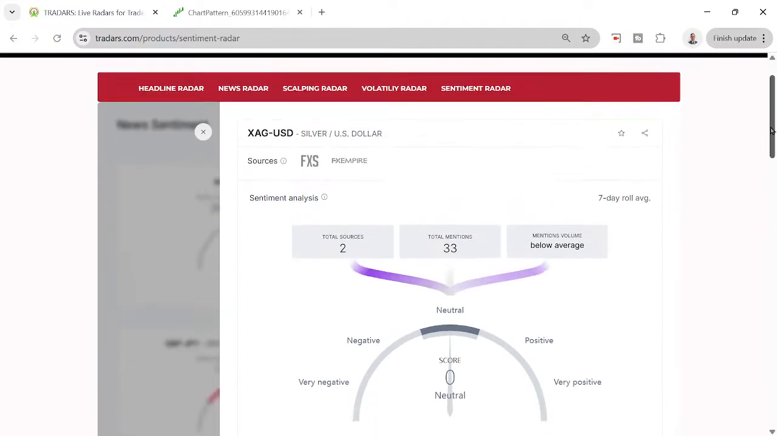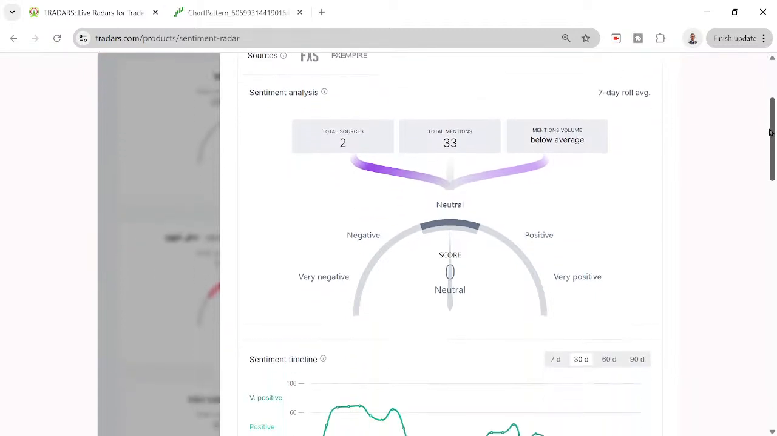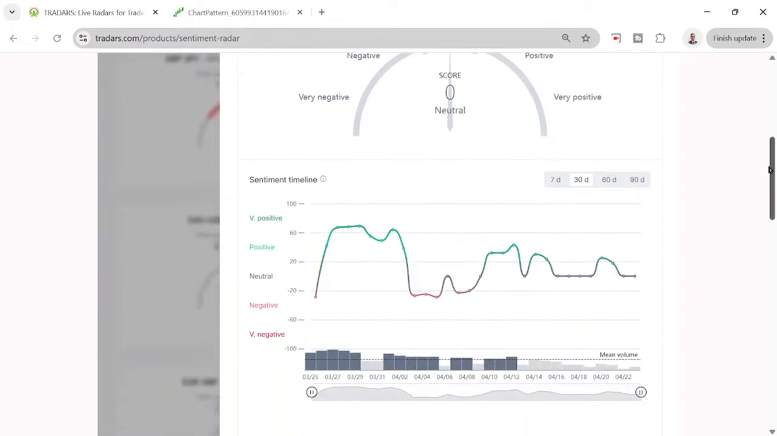So in the last 7 days, Tradars has read 33 articles on 2 websites, most of them from FX Street, the others from FX Empire. So we read the 33 articles and they're neutral. Isn't that interesting? The sum of all 33 articles in the last 7 days are not positive or negative on silver.